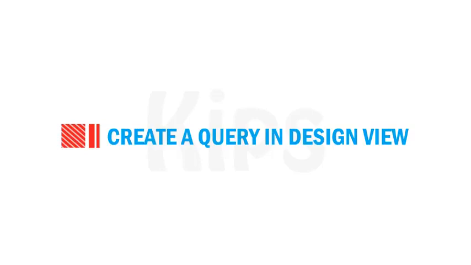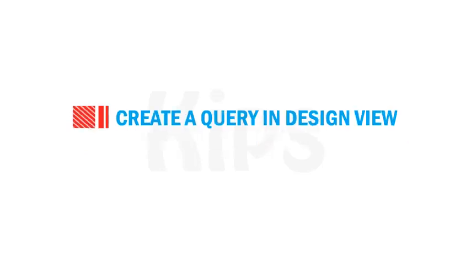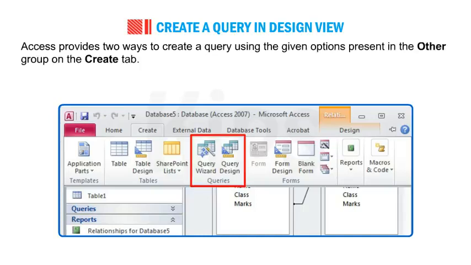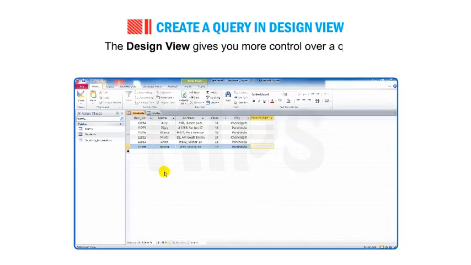Let me tell you how to create a query in Design View. Access provides two ways to create a query using the given options present in the other group on the Create tab. They are Query Wizard, Query Design. The Design View gives you more control over a query. It allows you to create a query from the scratch. Follow the steps to create a query using Query Design option.